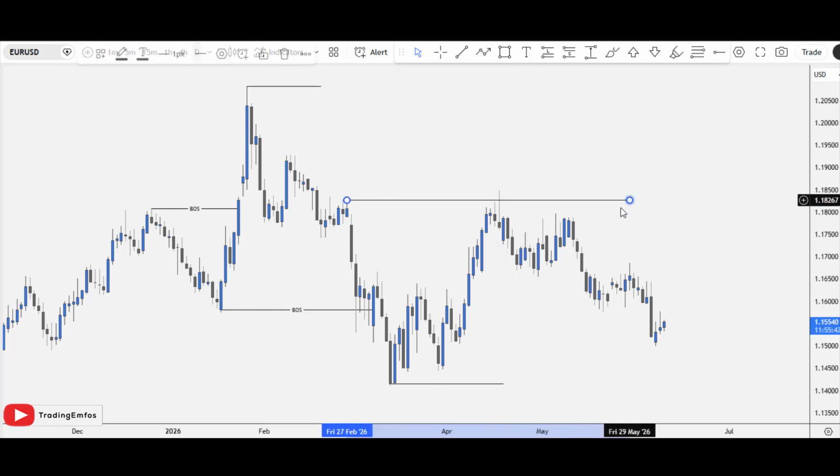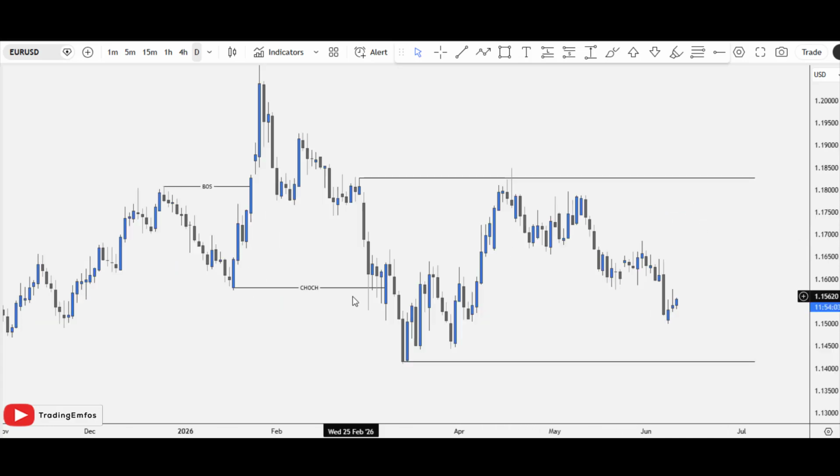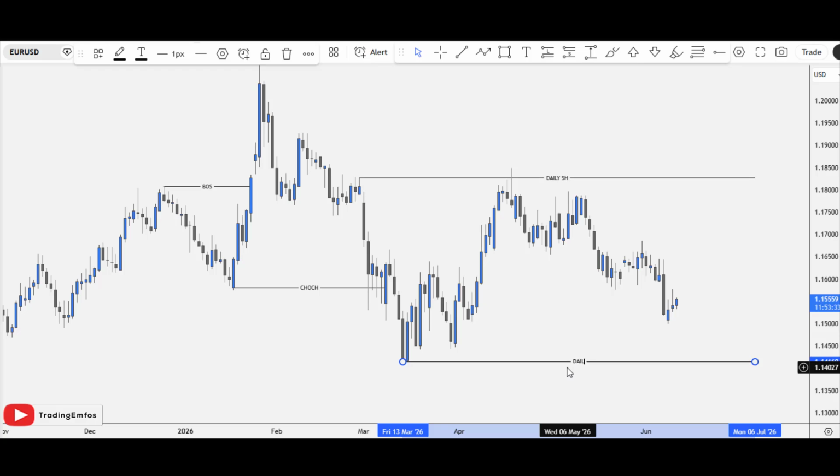It pushed up, it could not break past this level. It pushed down, it could not break past this level also. So on the daily time frame, the market is bearish, is in a downtrend. Why? Because our last change of character, the market shifted here. Our last change of character was a bearish change of character, so the market is bearish on the daily time frame. GBP USD is bearish on the daily time frame. This is our daily swing high, and this is our daily swing low.